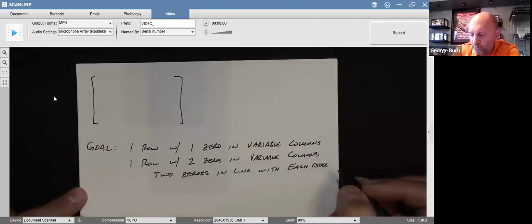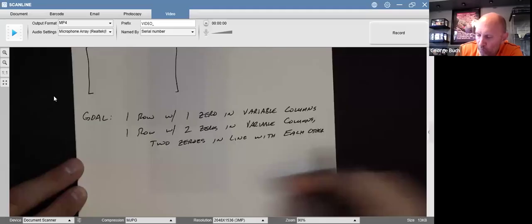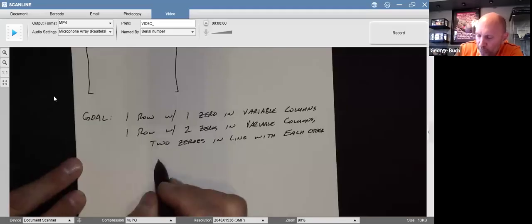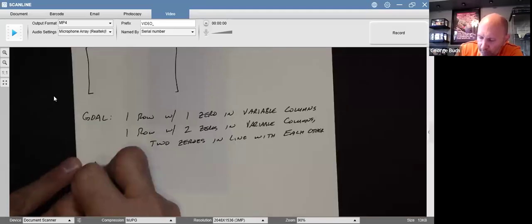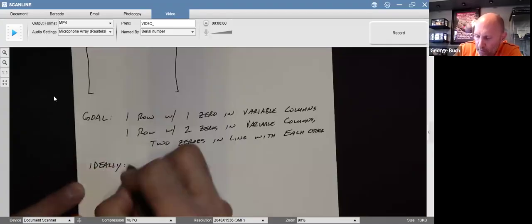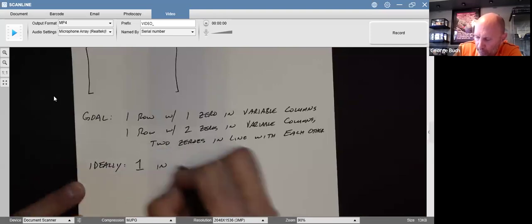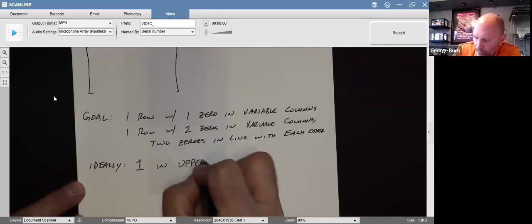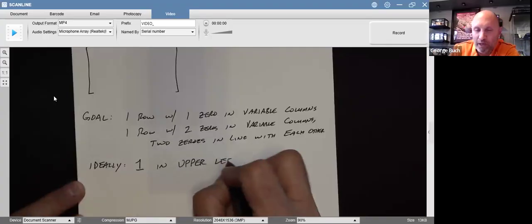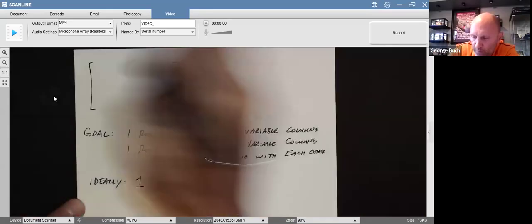And to do this, first, ideally, I want a 1 in the upper left, because this will make my math a lot easier. So if I was looking at this, I would have a 1 up here.